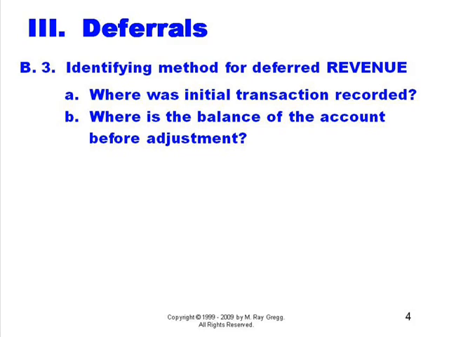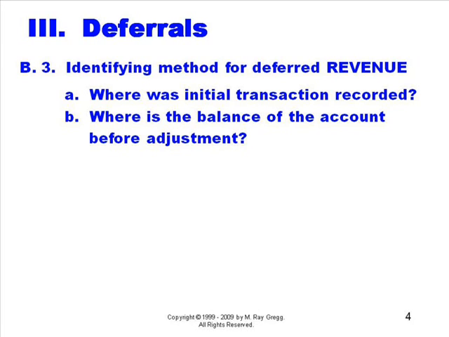If you credited a liability, it's liability method. If you credit revenue, it's the revenue method. And you say, well, I wasn't there. How do you know if you weren't there when the initial transaction was recorded? Well, look at the trial balance and see where the balance of that account is before adjustment. If the balance is in a liability account, it's liability method. If the balance is in a revenue account, it's revenue method.